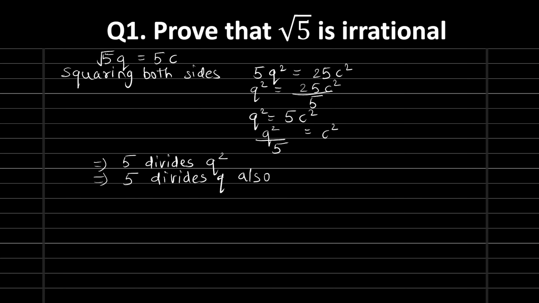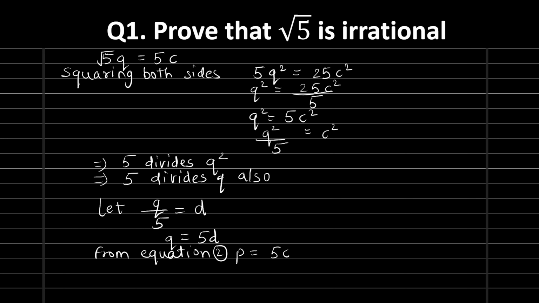Right? Now from this, what did we observe? Let's say if we are dividing q with 5, we are going to get a number. Let's say that number is equals to d. So we have assumed let q by 5 is equals to d. And from this we can write down q is equals to 5d. Right? Q equals to 5d. But from the equation 2, we got p equals to 5c, and here we are getting q equals to 5d.